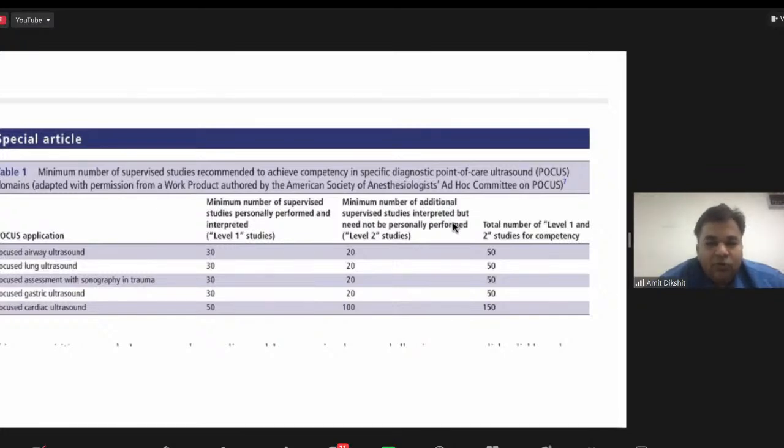If you follow two or three conferences and workshops, even one week of training is good enough to make you have good success with it.